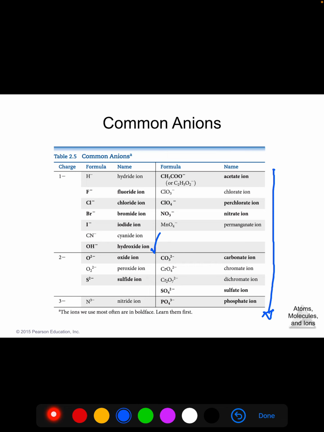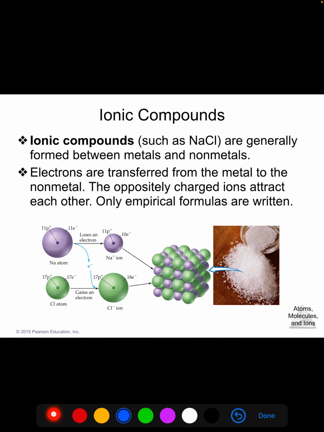Some of the other common ones are listed here. Acetate, the anion for acetic acid. Chlorate, you've perhaps heard of nitrate, sulfate, phosphate. You may have heard of them in the context of fertilizers or different compounds. Those are polyatomic ions too. We'll give you a list of them and make sure that you have some experience using them and naming them.